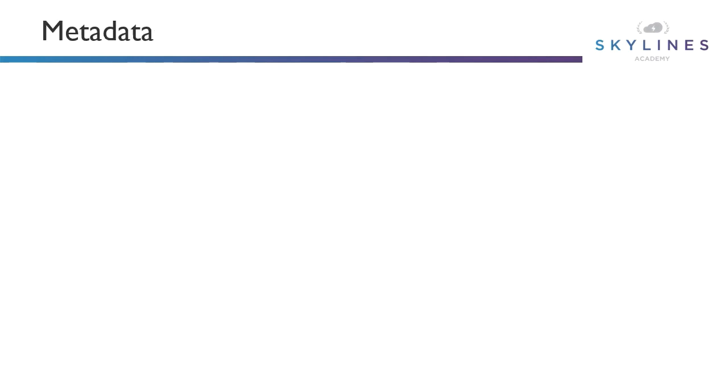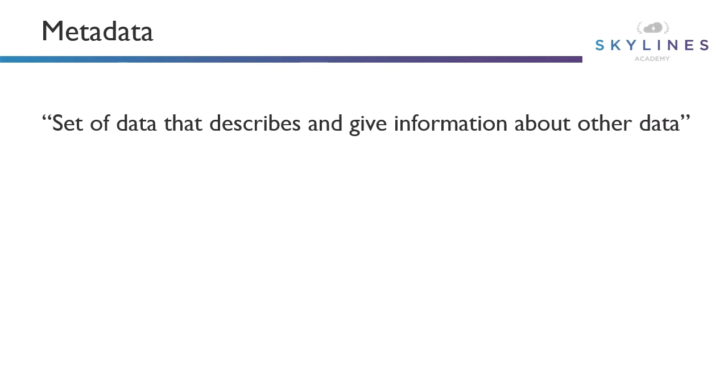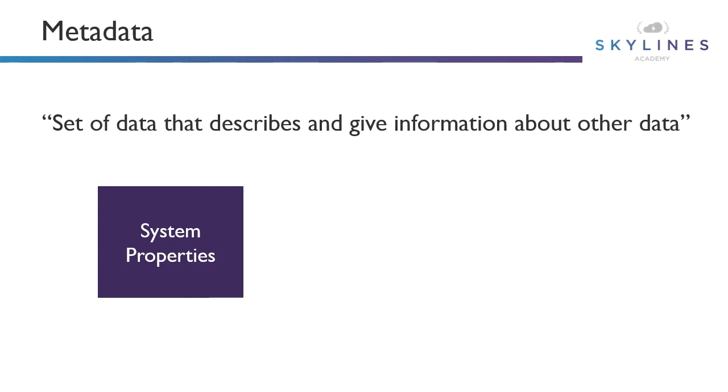With that said, I think we need to talk about metadata. The definition of metadata is a set of data that describes and gives information about other data. When speaking about blobs, there are a number of properties that can be defined. By default, there are system properties. And some examples of this would be content type, created on, last modified, and so on.